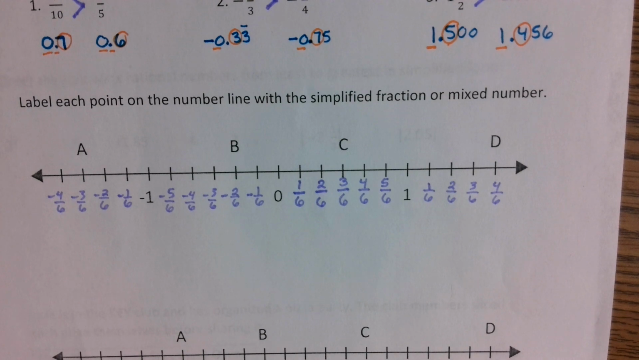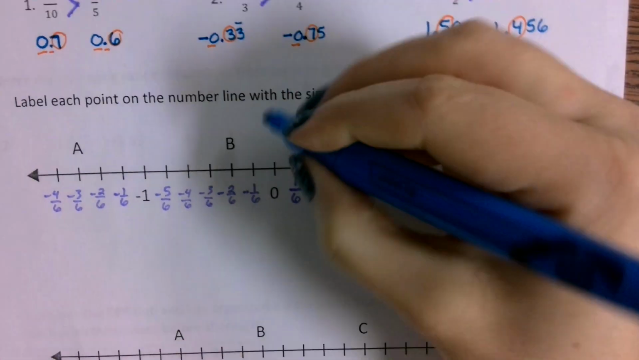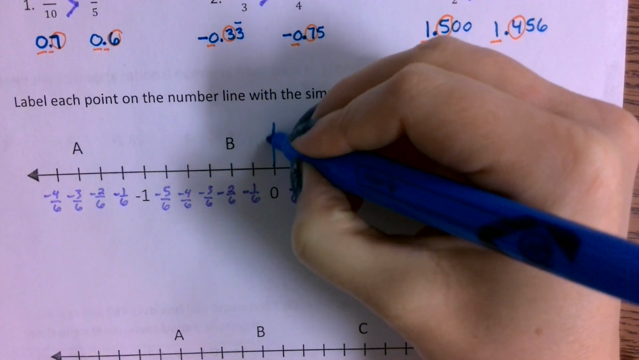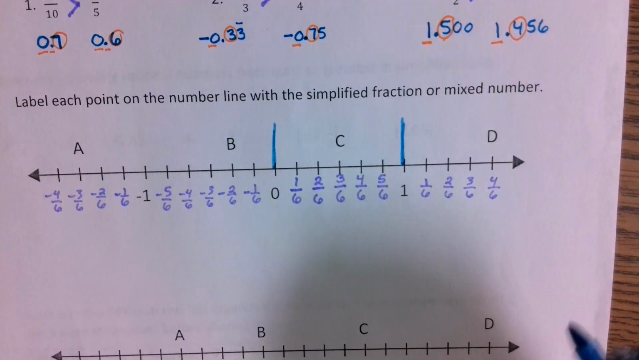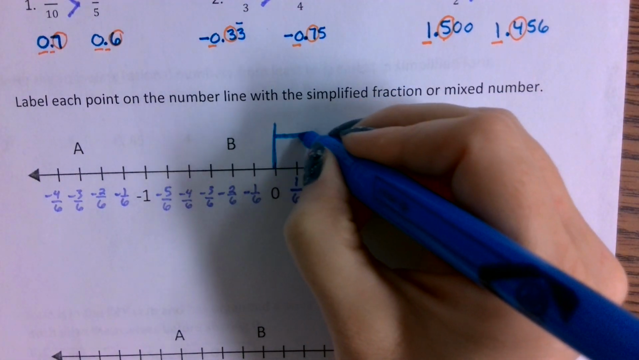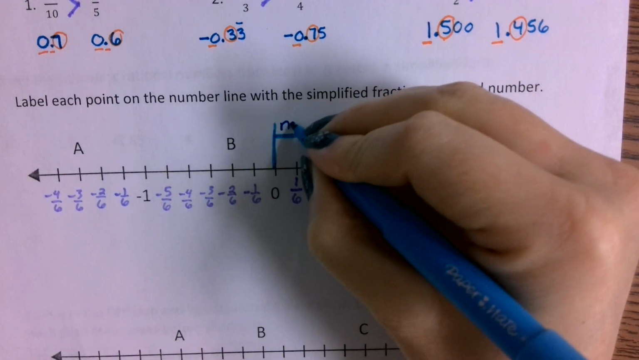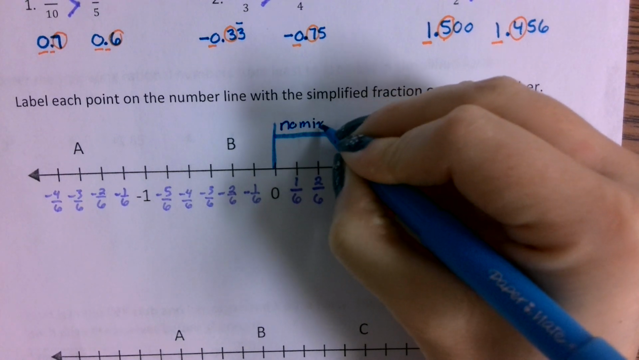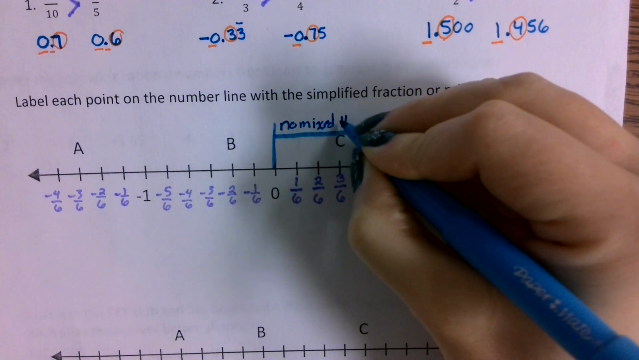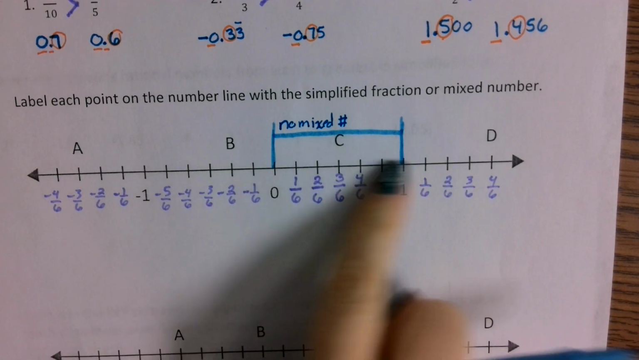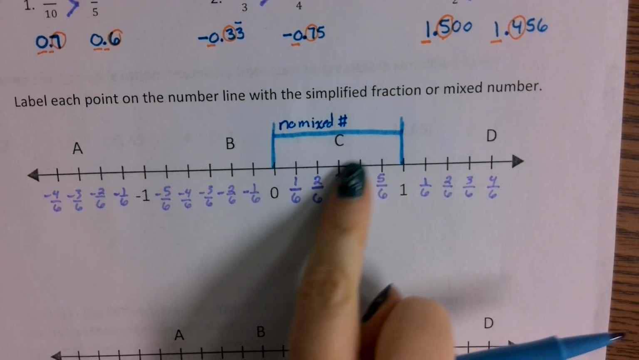I'm going to go ahead and highlight this portion first. Starting at my 0 mark and going to my 1 whole mark, from here to here, this is considered to not be a mixed number. There is no mixed number between this section. It is just the fraction.